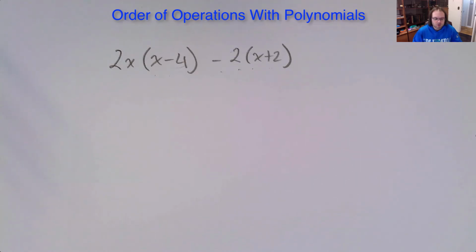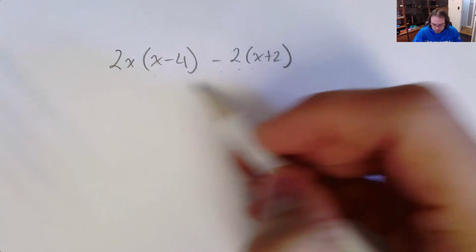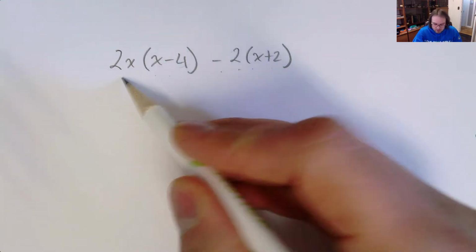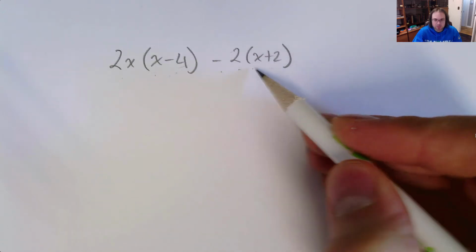In this video, we are going to learn how to simplify polynomials with all the order of operations that we've learned so far. So we've learned about multiplying, dividing, adding, and subtracting. Well, it's no different than any other time when we simplify. We're going to be using BEDMAS. Okay, so let's start off here. In this polynomial, we have 2x multiplied by x minus 4 minus 2 multiplied by x plus 2.